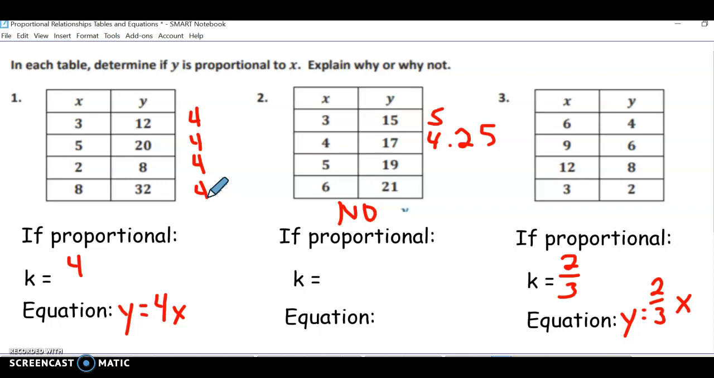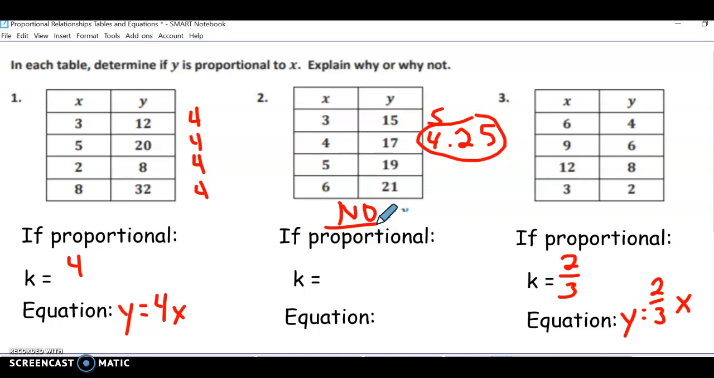Right. Number 2, I did 15 divided by 3 and I got 5, but look what happens. 17 divided by 4 is 4.25. I don't have to go any further. I can tell that this is not a proportional relationship because they all need to be the same. So the answer is no for that one.